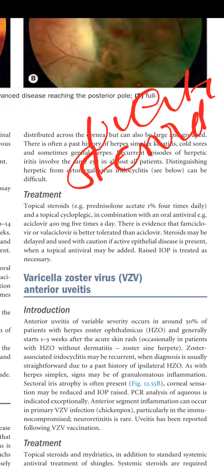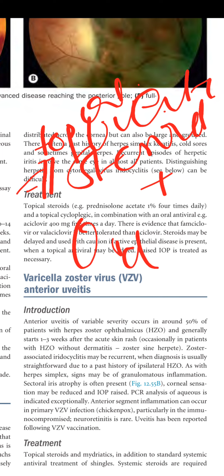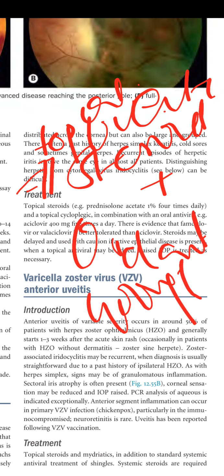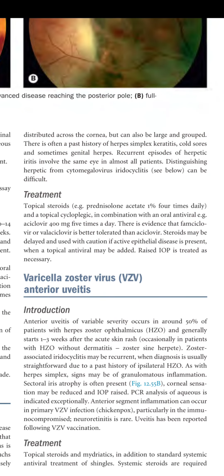So as it is antiviral and with topical steroids, if there is no corneal involvement and there is no epithelial defect, then you give the oral antiviral, which is 400 milligram 5 times a day acyclovir. There is evidence that famciclovir or valacyclovir is better tolerated than acyclovir.